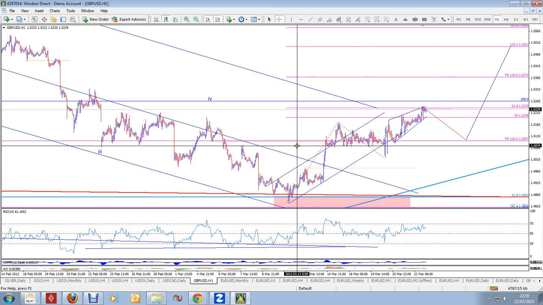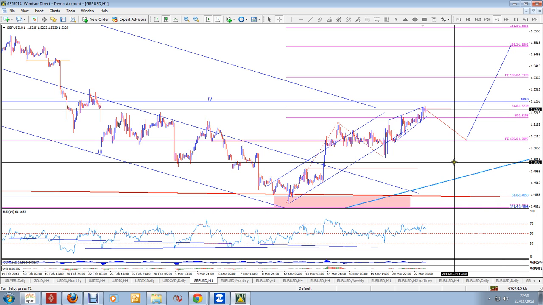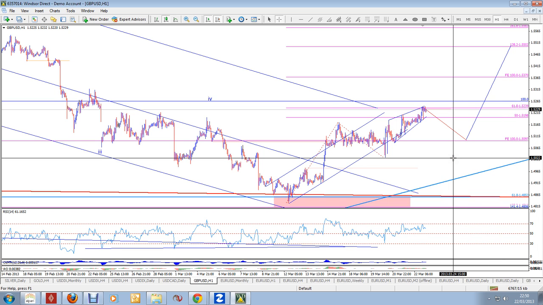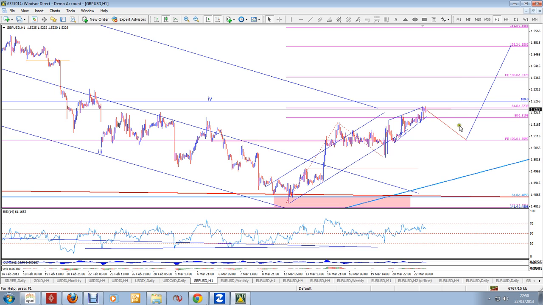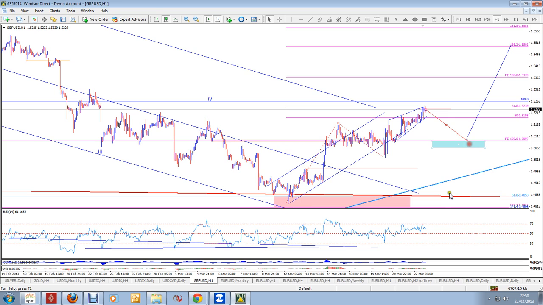So for the pound, ideally you need a retracement back to this level around 151 in order to go long. 151, or a little bit lower down at 150. 151 to 150 is a possible area for going long for the pound.